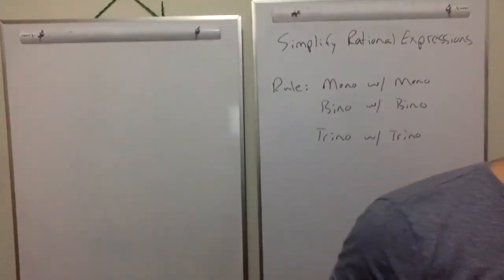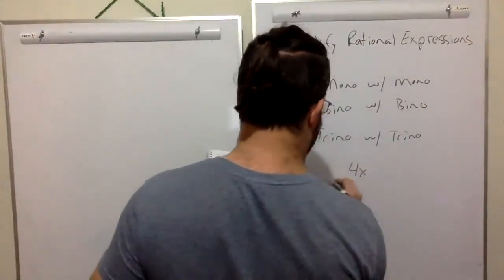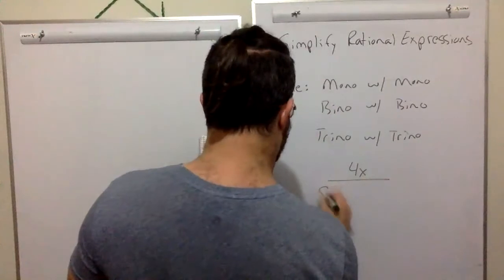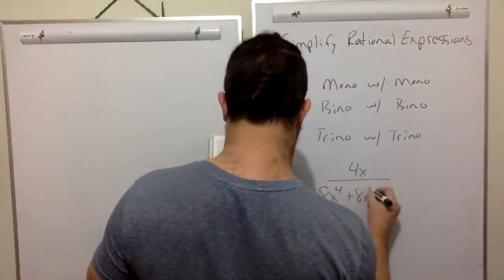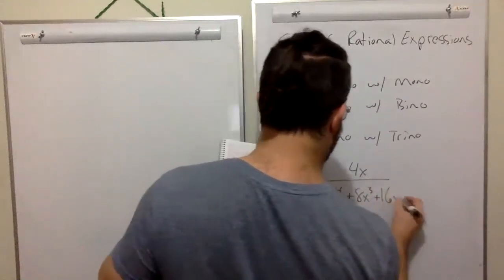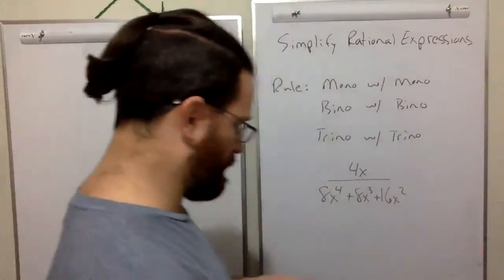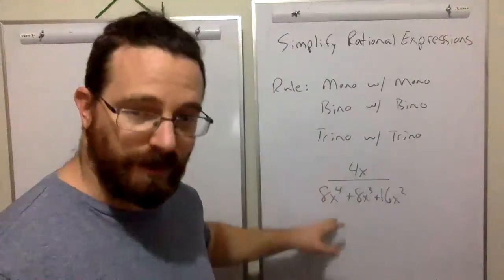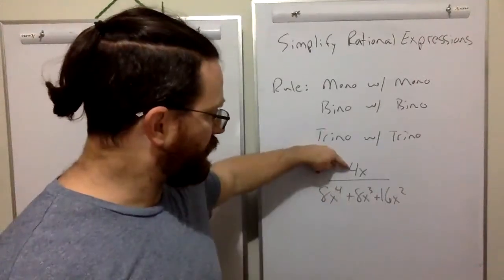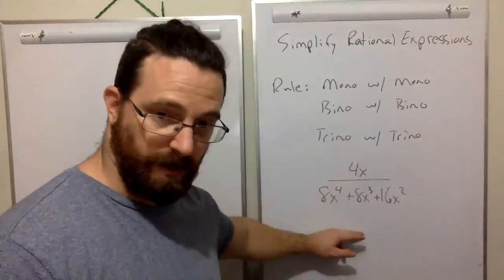Let's say we got something like 4x over 8x to the 4th plus 8x to the 3rd plus 16x squared. All right. So again, we cannot start reducing yet. This is a monomial. This is a trinomial. I cannot reduce a monomial with a trinomial.